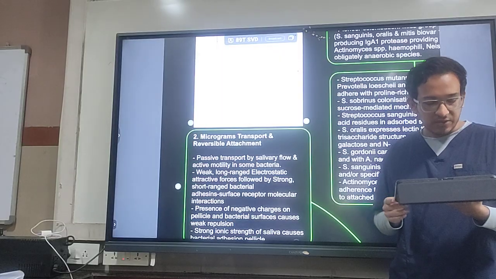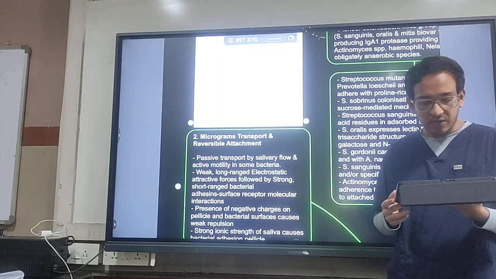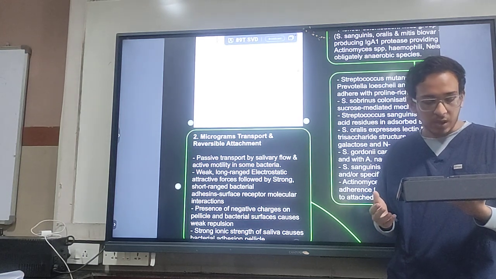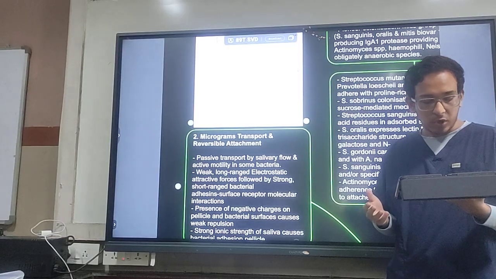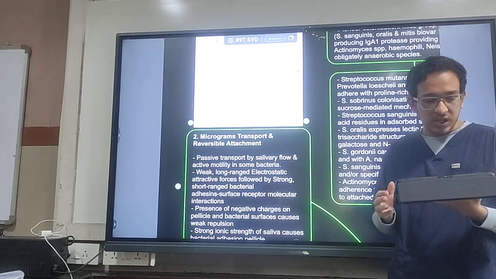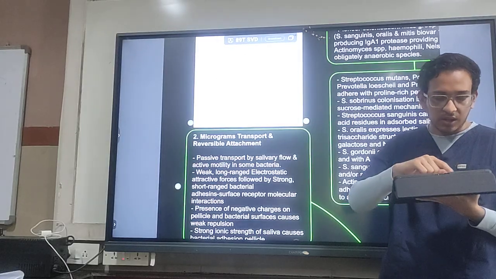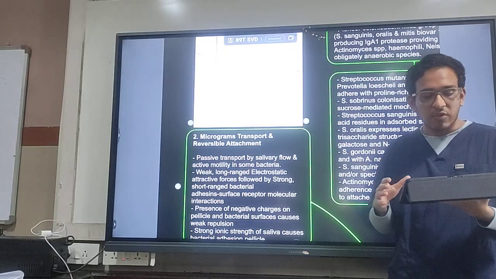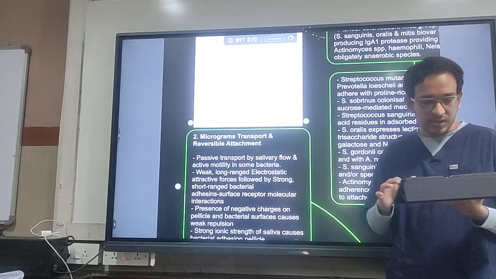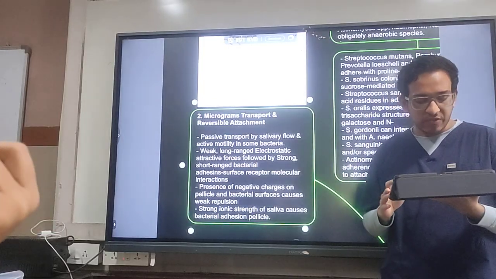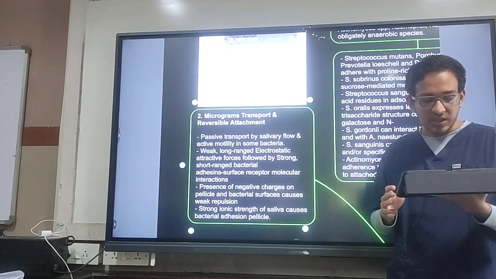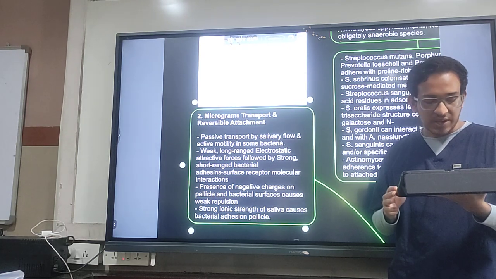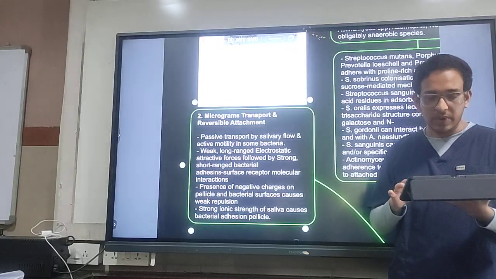As we can see in the graph, the weak long-range electrostatic attractive forces are followed by strong short-range bacterial adherent surface receptor molecular interactions. So initially the VT line on the graph shows that there is a repulsion followed by attraction as time passes. The presence of negative charges on pellicles and bacterial surfaces causes weak repulsion, and the strong ionic strength of saliva causes bacterial adhesion on the pellicle.